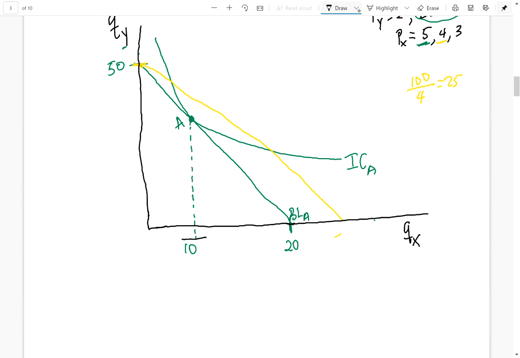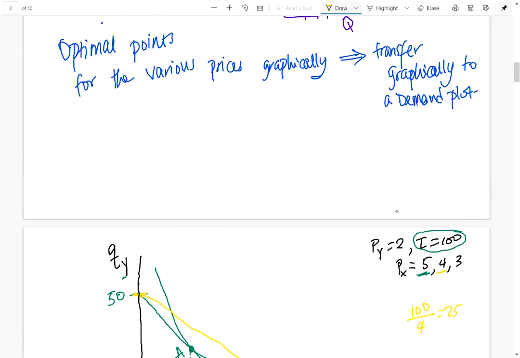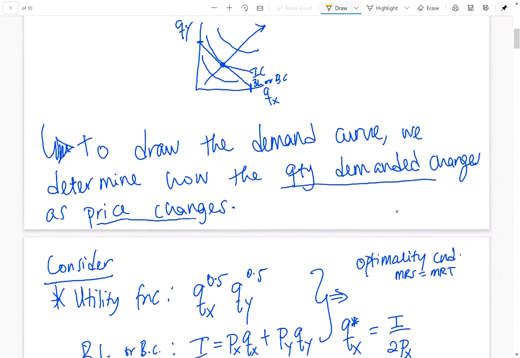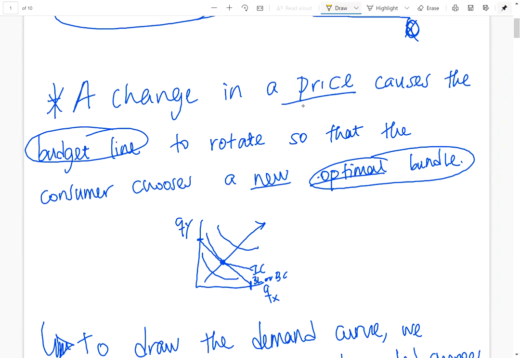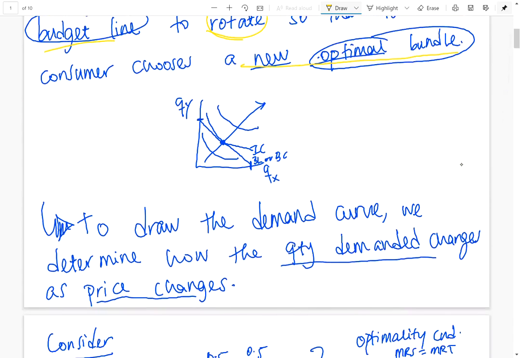Nice. All right, so where were we? Thanks for your patience there. So here we have 25, right? Now, things to note, this budget line has tilted out, rotated out. Remember in the introduction, we talked about how this happens, right? When the price changes, the budget line will rotate. So we can find our new optimal bundle. We're seeing that happen here.